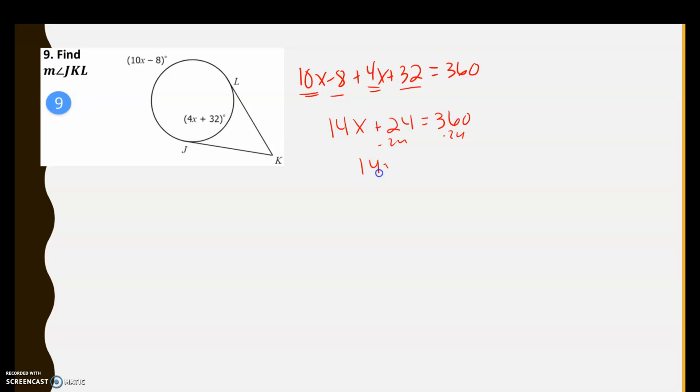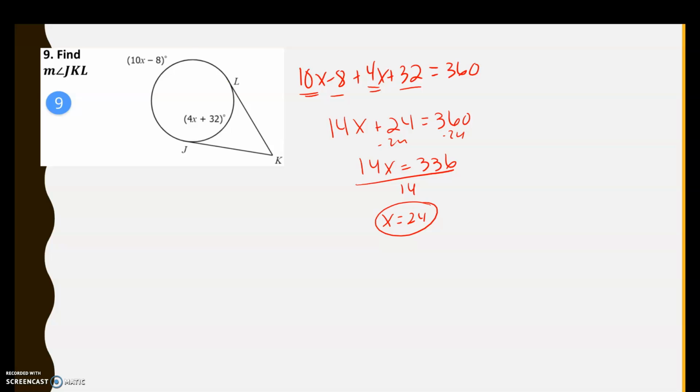Now, they're giving me all the way around my circle, and I know the entire measure of my circle comes out to be 360. So I'm going to start by doing 10x minus 8 plus 4x plus 32. All together, that equals 360 degrees. Again, I'm going all the way around my circle. So solving this, combining my like terms, 10x and 4x is going to give me 14x. Negative 8 and a positive 32 is going to be 24, and all this is equal to 360. Subtracting 24 from both sides, I'm going to get 14x is equal to 336, which means x is equal to 24.